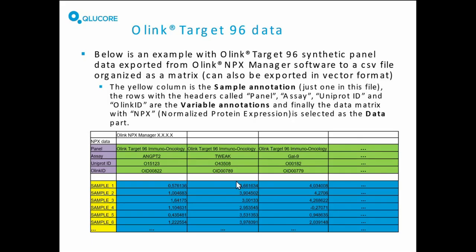Here below you can see you have the information about the variables on top. There are many more, in this case 96, but 92 if you have removed certain control ones. And then we got the NPX values here and the samples here. In this data set we got 30 samples that we're going to have a look at.